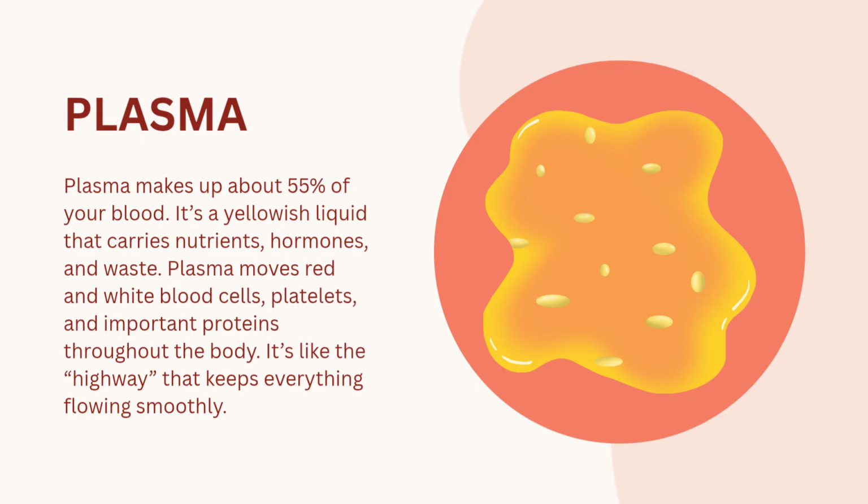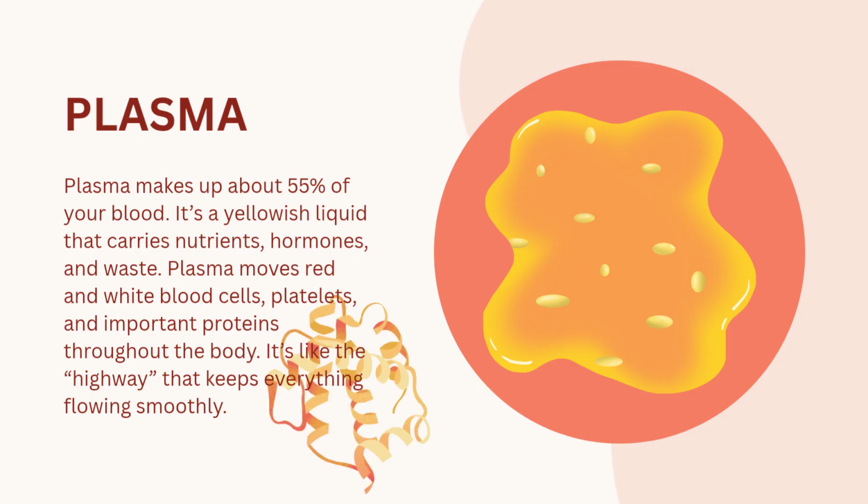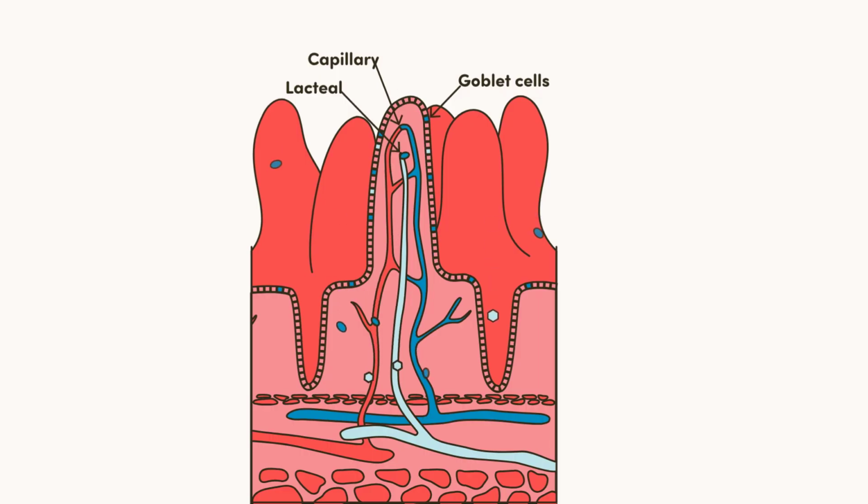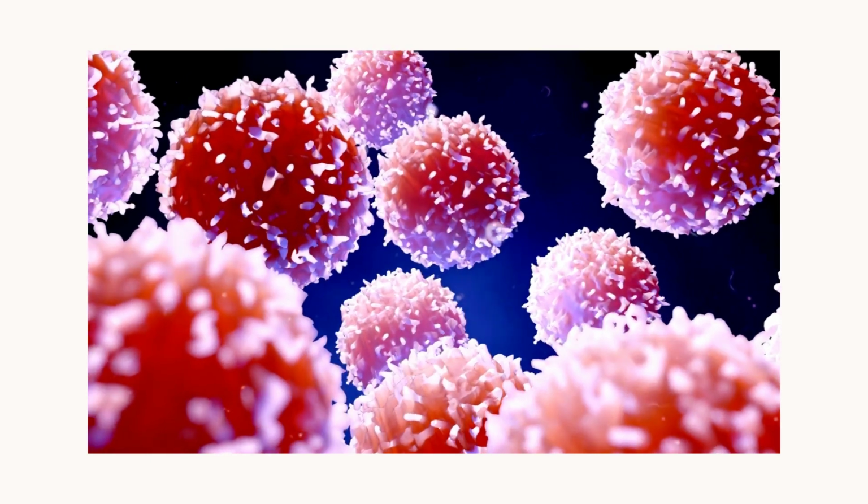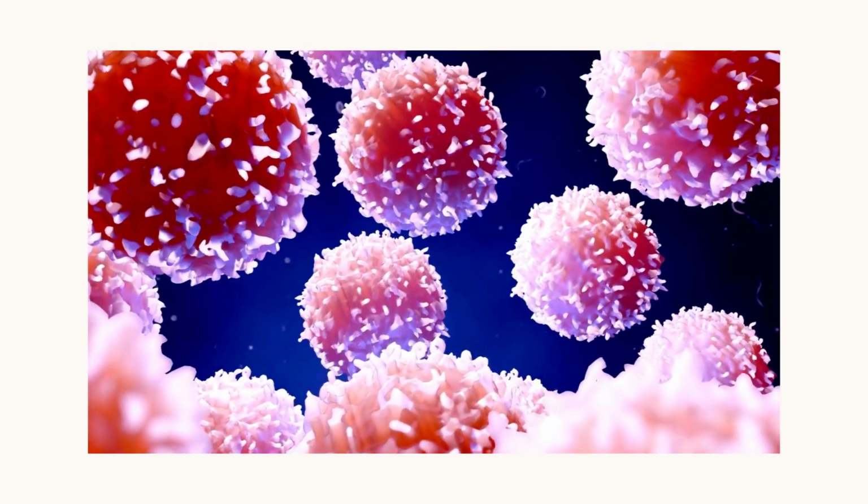Plasma is the straw-colored, liquid component of blood that makes up 50 to 55% of its volume, consisting of about 90 to 92% water, 6 to 8% proteins, like albumin, globulins, and fibrinogen, and about 10% other solutes such as glucose, salts, hormones, and waste products. Its primary functions include transporting nutrients, hormones, and waste, maintaining blood pressure, and playing a key role in blood clotting and immunity.